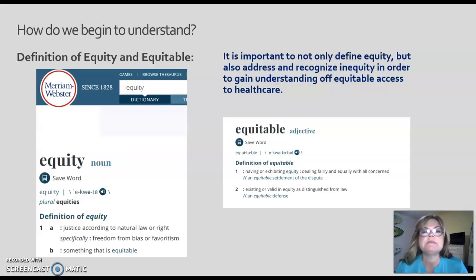So let's start by simply defining equity. Equity is defined as justice according to natural right, specifically freedom from bias or favoritism. It's important here to understand that simply defining equity isn't going to help us really understand the issues, and that we need to look at the inequities and address those in order to come back around to equitable health.